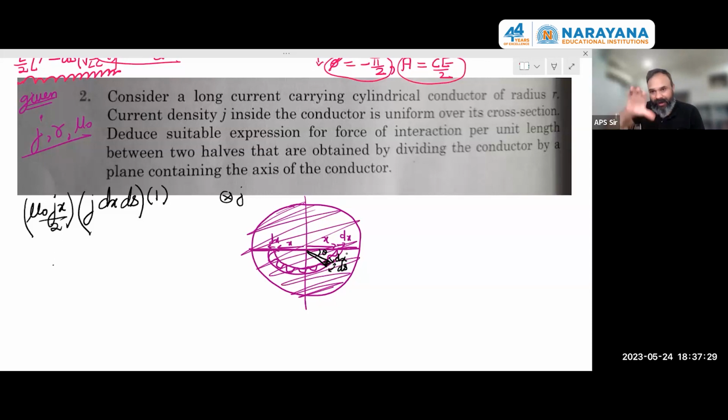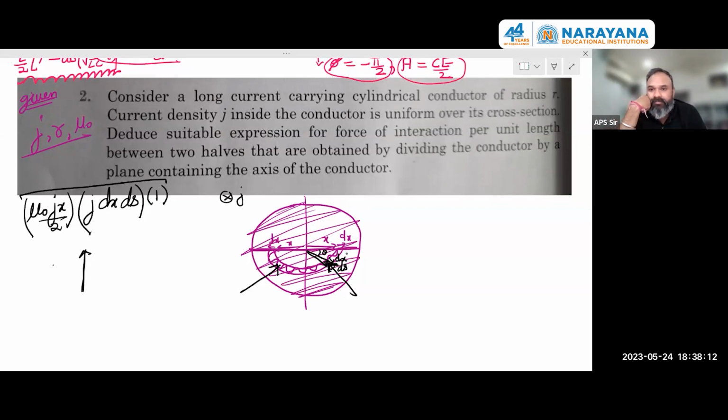If current is inward and the magnetic field is clockwise, this force will act towards the axis of the cylinder, like this. And the good thing is, if you look at the symmetry of the problem, on the complete half cylinder of length 1 meter, you will observe these kinds of forces. My symmetrical friend here will also have the same force. So I will take the net to be upward.